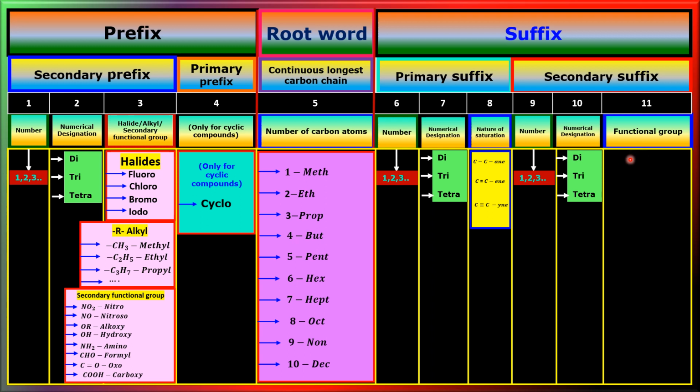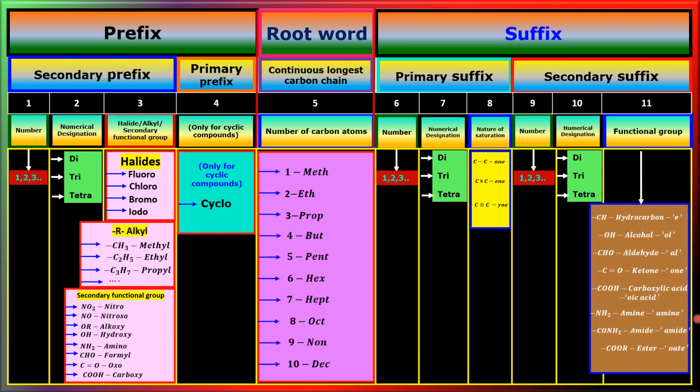Next, functional group, secondary suffix. This tells about the functional group with the particular term. See here, these are the functional groups. If only carbon and hydrogen atoms are there in that compound, the secondary suffix is E. When the OH functional group is there, it is alcohol, OL. When CHO is there, it is aldehyde, AL, like this.